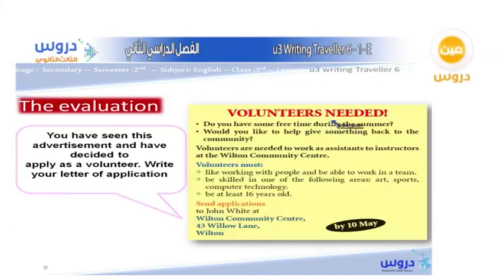So what is this, Hassa? Is it questions? Is it a poster, let's say, or what? You are right, asking for volunteers. Well done. Excellent.